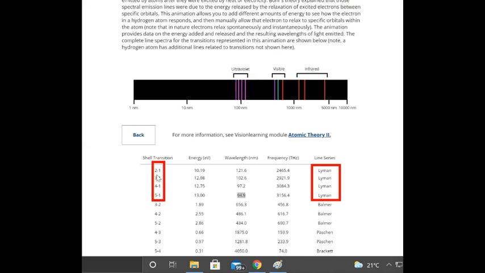So such kind of transition from 2 to 1, 3 to 1, 4 to 1, 5 to 1, such kind of spectral series, this is your spectrum, this is the series of spectrum. So this type of series will be known as your Lyman series. Fine. Similarly, the next one is your Balmer series.